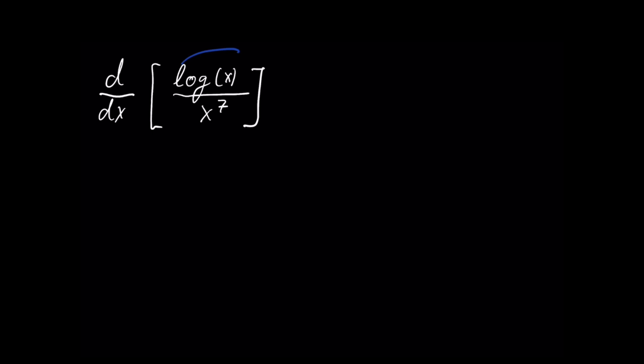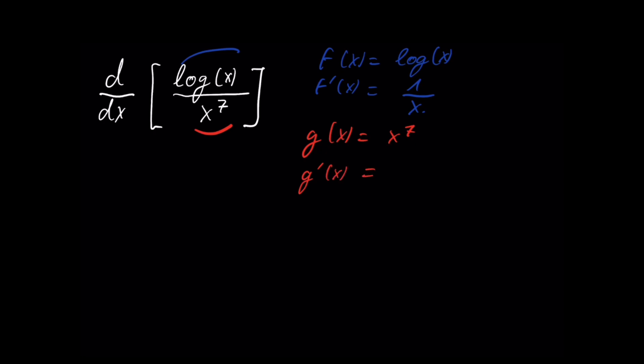Now let's solve a more complex exercise. We need to calculate the following derivative. As usual, we have to identify which function plays the role of the f function and which function plays the role of the g function. The f function is the logarithm function, whose derivative is the inverse function, and the g function is the function x to the power of 7, whose derivative is 7 times x to the power 6.